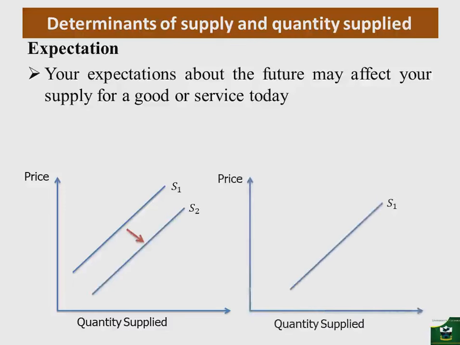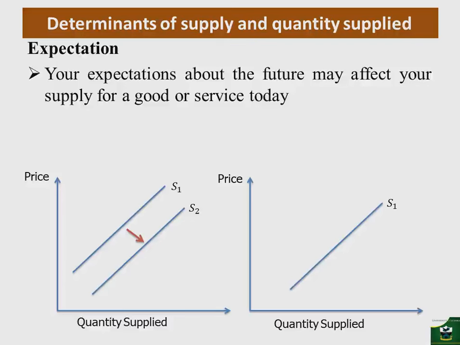On the other hand, if the firms expect prices to increase in the future, say tomorrow or next week, it means that today, for the mini meal suppliers, for example, the firms will hold the mini meals in the warehouse and release them in the future when the prices are high. This means that today supply will reduce, and therefore the supply curve will shift up and to the left.